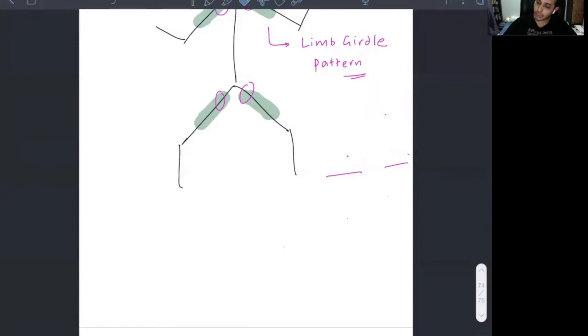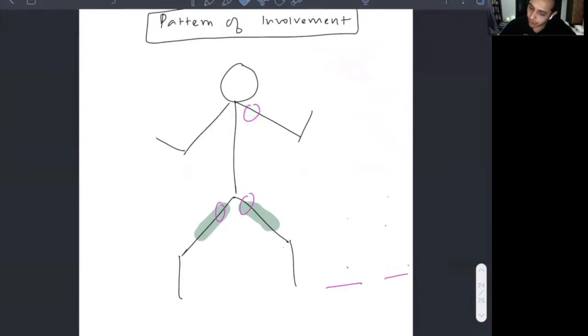Now, what other kinds of pattern of involvement can there be? You can have only a distal involvement. Now, this is more rare, but this is called distal myopathy.